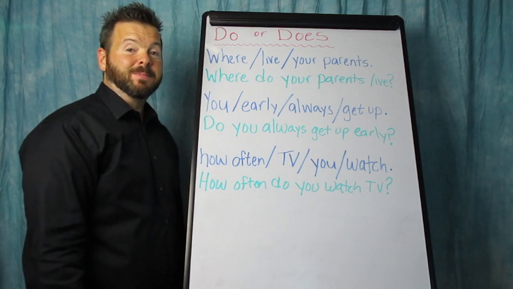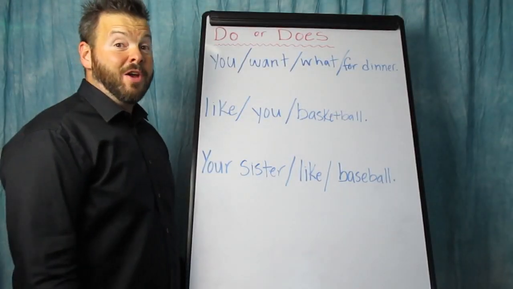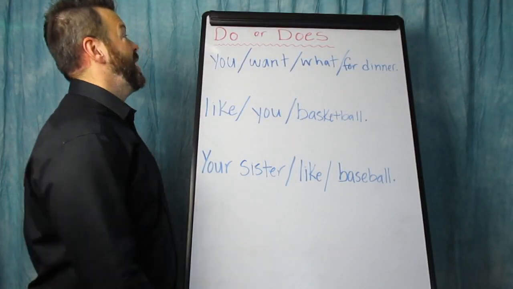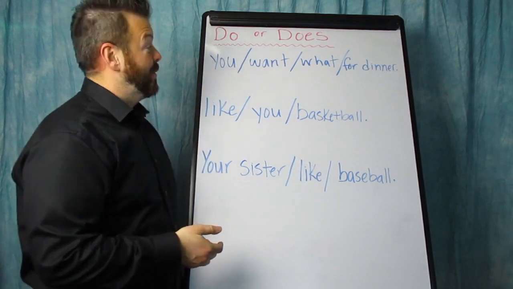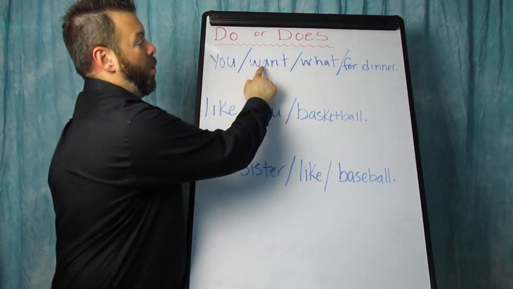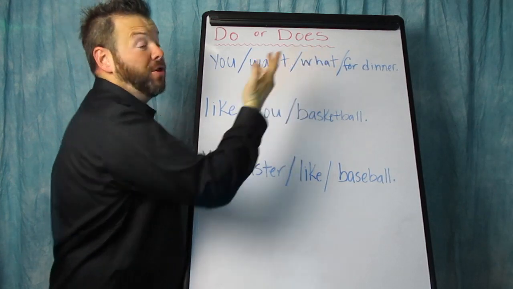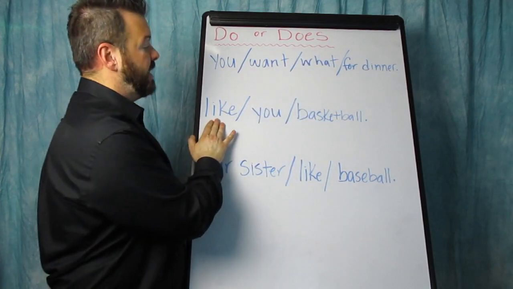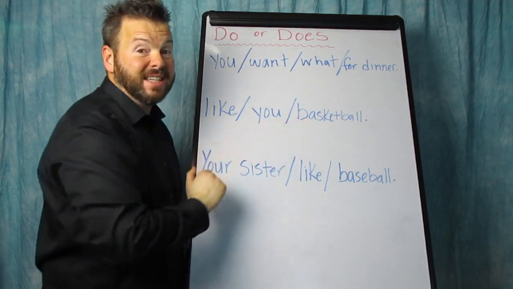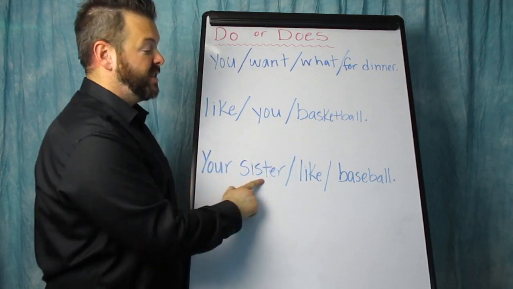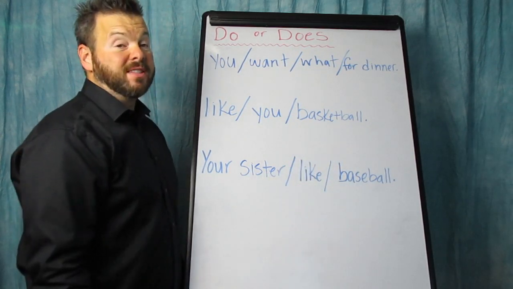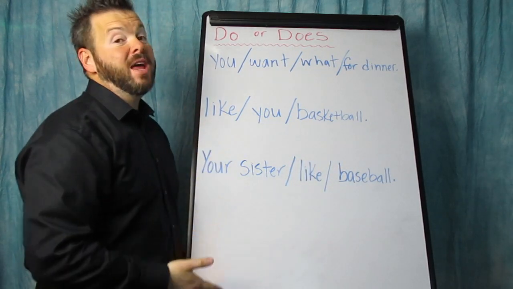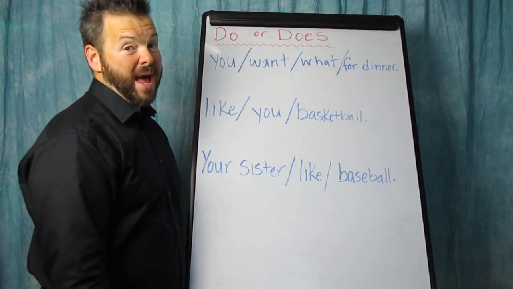All right, more questions to make with do or does. Let me read all the words for you. You want what for dinner. Like you basketball. Your sister like baseball. Pause the video, write everything down, and we'll make sentences when you come back.